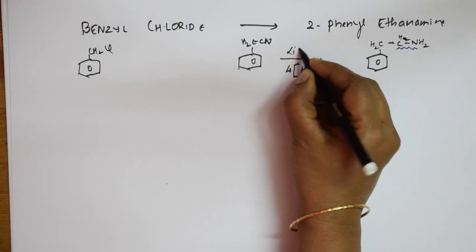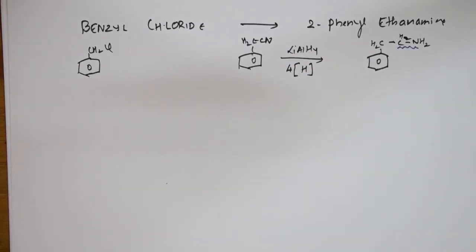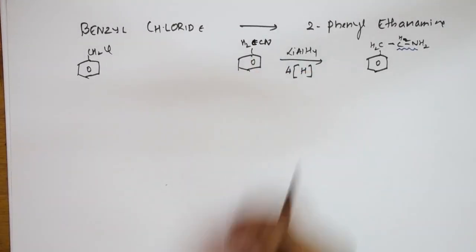What is the reducing agent? Lithium aluminum hydride. I also did one video comparing lithium aluminum hydride and sodium borohydride, and which is better. So I picked lithium aluminum hydride. Done. I have already given this reason.